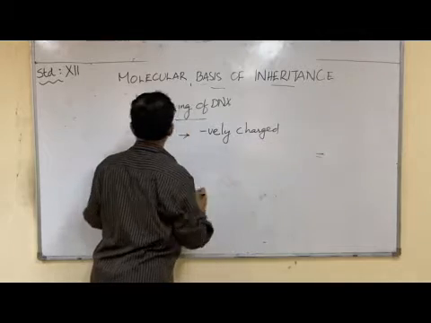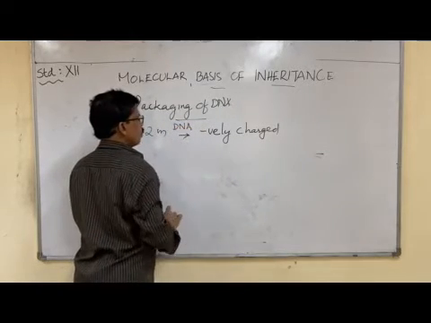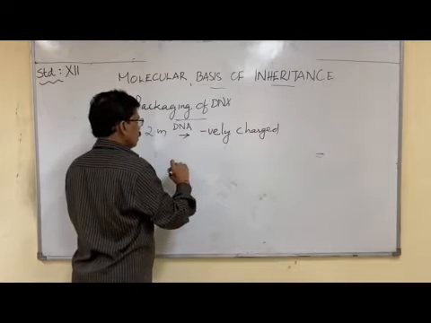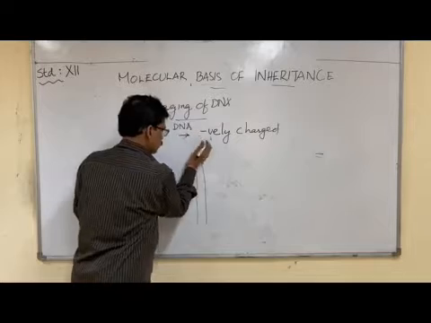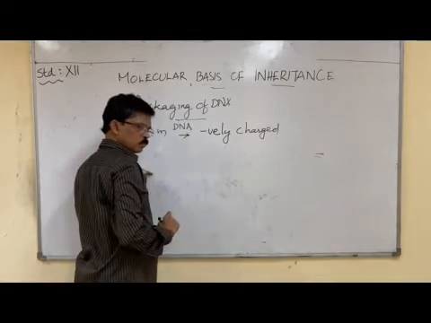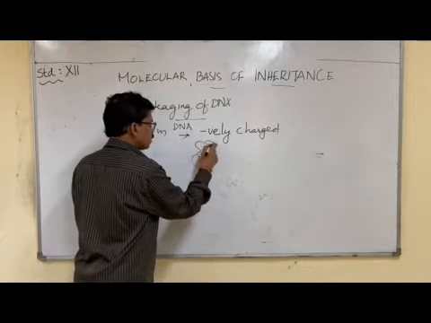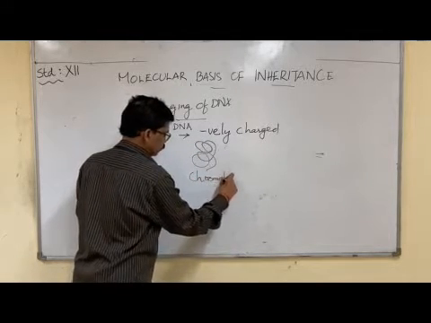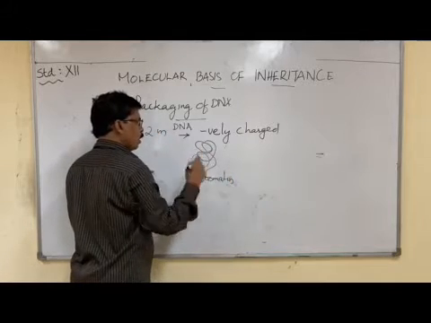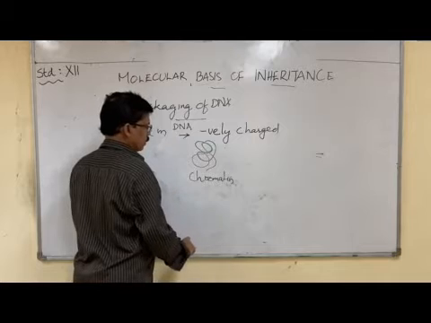What is the charge of the DNA? Negative charge. DNA is a negative charge nucleic acid. Okay. Then in a non-dividing cell, the chromosomes are found in the form of chromatin thread. What is this? Chromatin thread. So in a non-dividing cell, the chromosomes are found in the form of a chromatin thread.